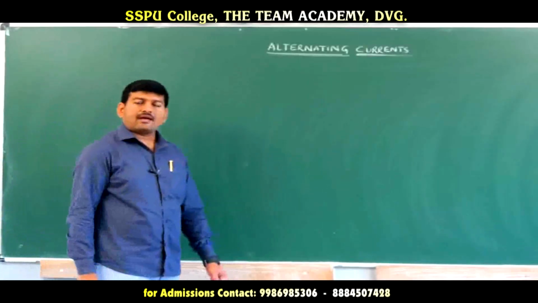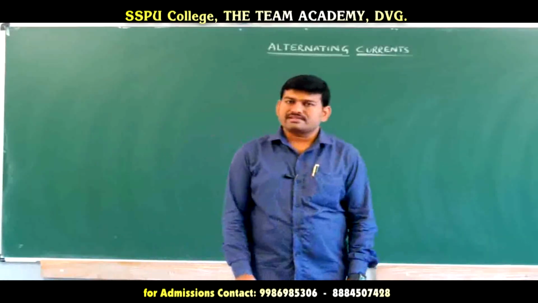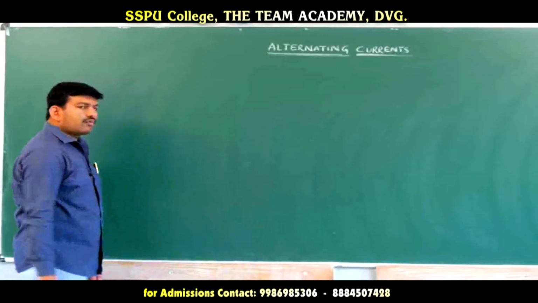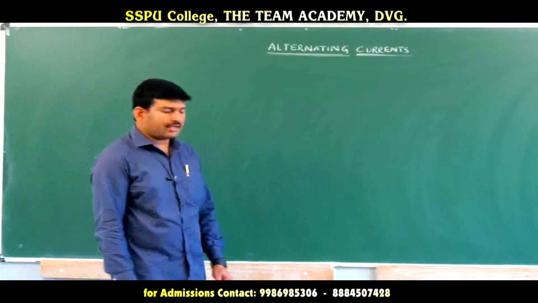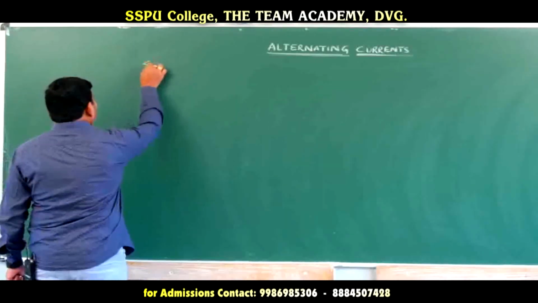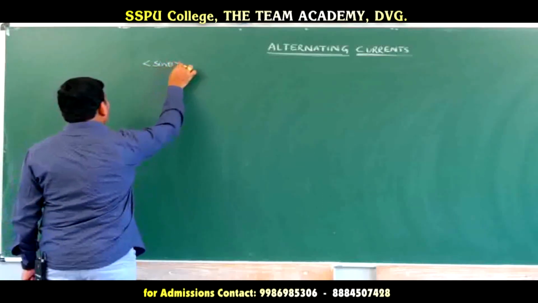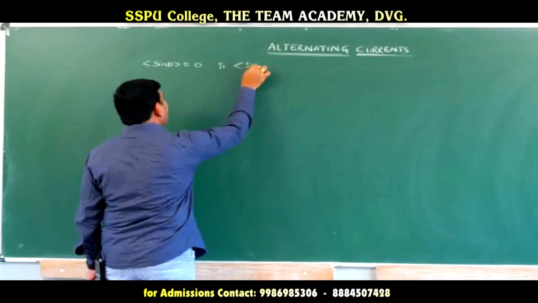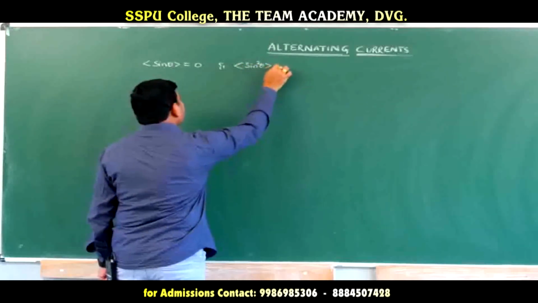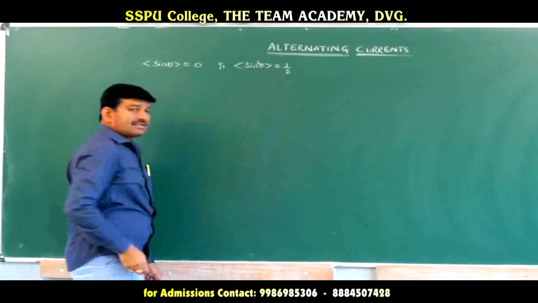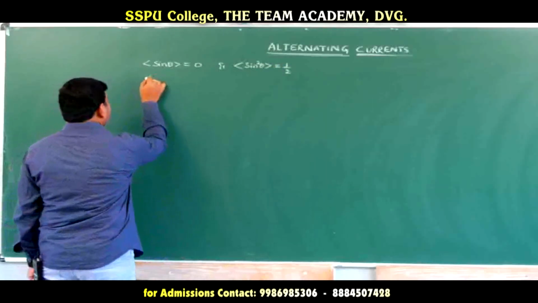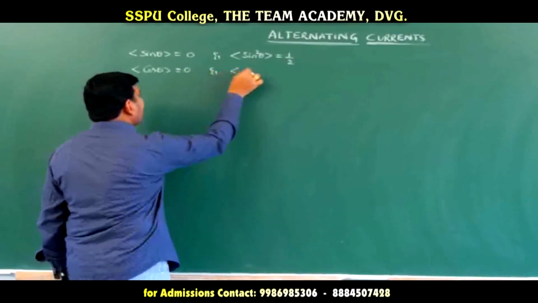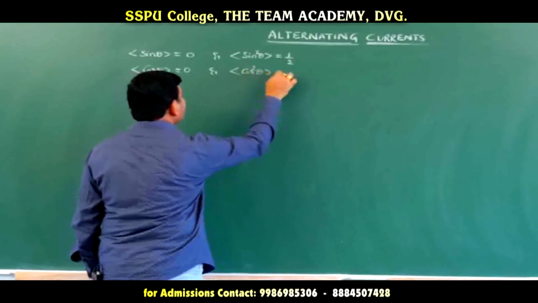See, I told you that the average value of sine theta over a full cycle is 0 and the average value of sine square theta over a full cycle is half. I'll tell you how they come out to be 0 and half mathematically. Here, the average value of sine theta I have taken to be 0, and this bracket term says that it is an average. The average value of sine square theta is equal to half. Not only sine, even with cos also. The average value of cos theta over a full cycle is equal to 0, and the average value of cos square theta over a full cycle is equal to half.